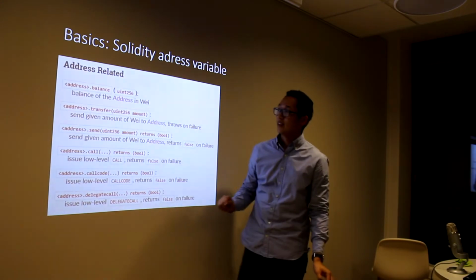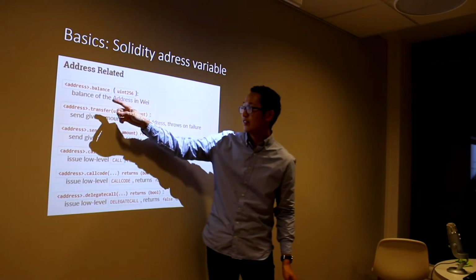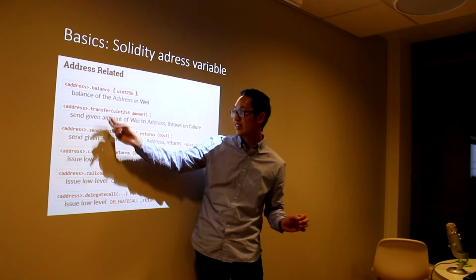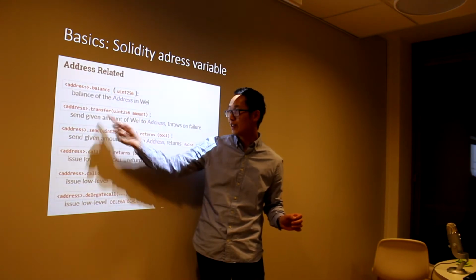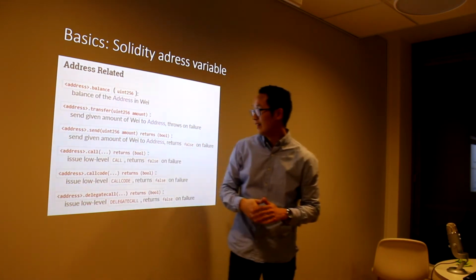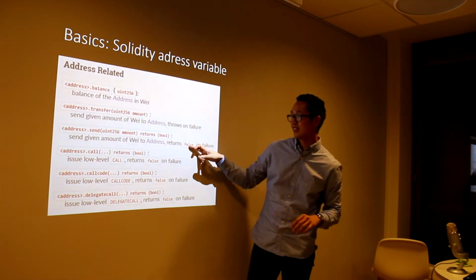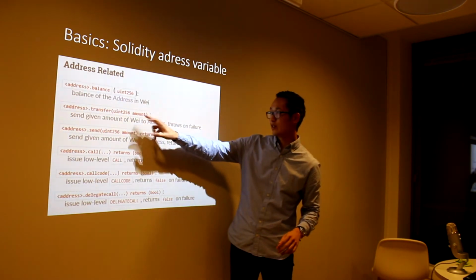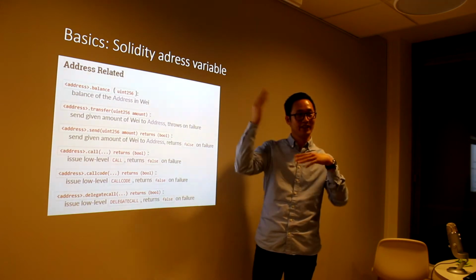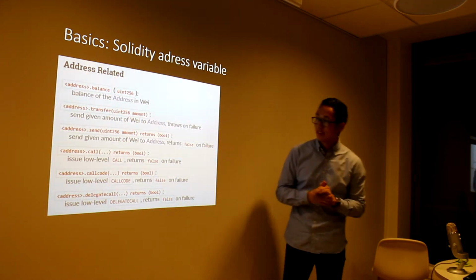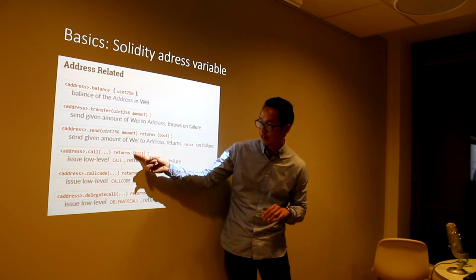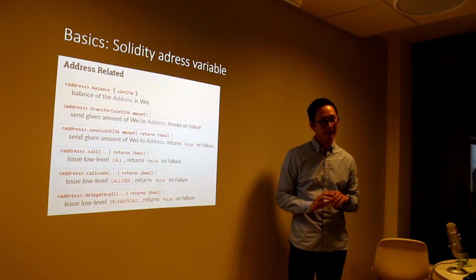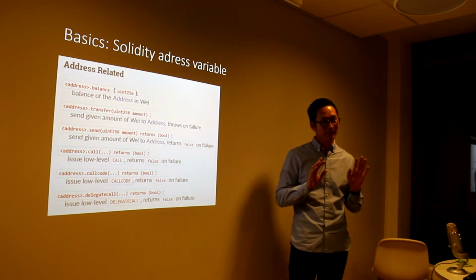And these are address-related functions. You can call balance to check the balance. You can transfer ether with the transfer function. You can send. The difference is that send returns false, and you can do stuff after, whereas transfer throws on failure, and you can't do stuff after. And then you have some low-level calls. You have call, call code, and delegate call. They are low-level calls, and you shouldn't use them if you are not sure what you are doing.